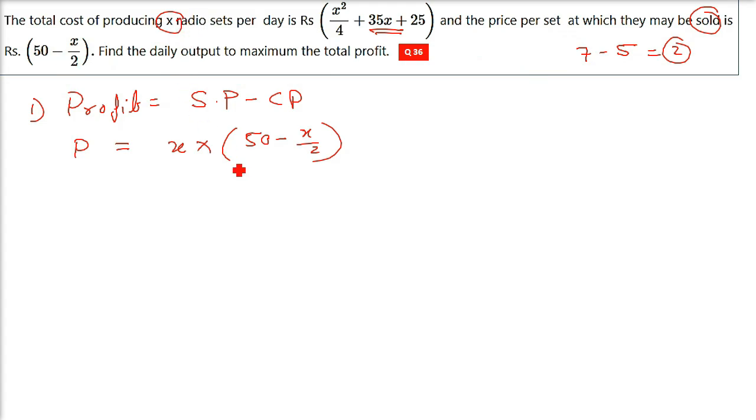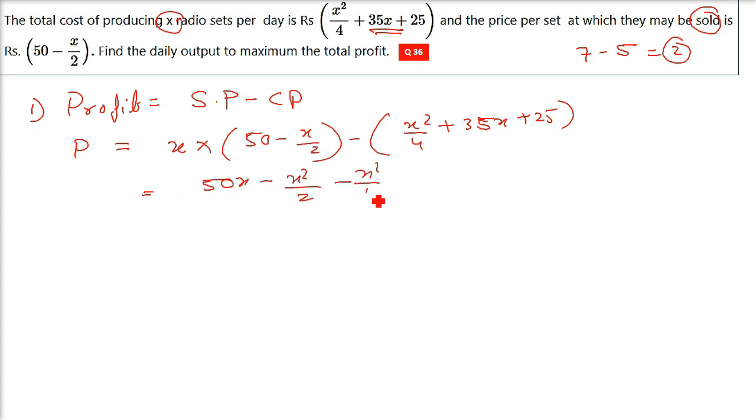Alright. And the total cost of producing X sets, which is the cost price, you don't have to multiply anything with this. This is already given in the question. So X square by 4 plus 35X plus 25. This 35X plus 25 is our cost price. So multiplication of X with 50 minus X by 2 will give you the selling price, and the original thing which is given, X square by 4 and all those things, are the cost price. Now just multiply and simplify.